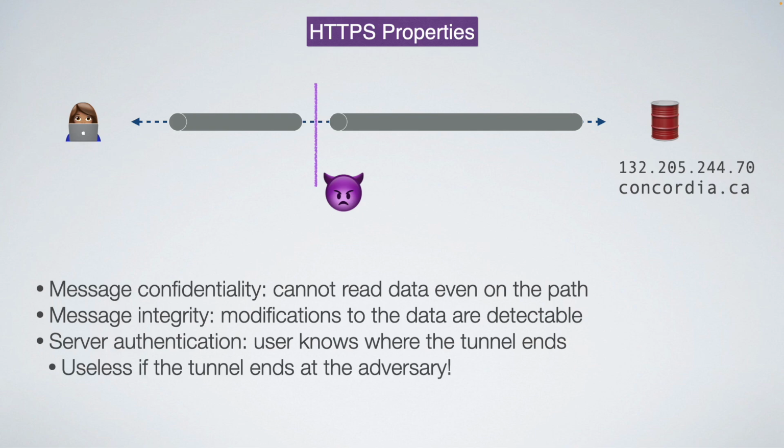This is just illustrating the idea that if you don't have the third property, you don't know where the tunnel ends, then the whole system sort of breaks, right? If the adversary can end the tunnel at them, they can then reestablish the tunnel to Concordia, and in the middle they can read everything and change the messages, right? So you might as well not have a tunnel. The tunnel serves no purpose other than maybe stopping another adversary from jumping in the middle. So without this third property, it's not a useful system.